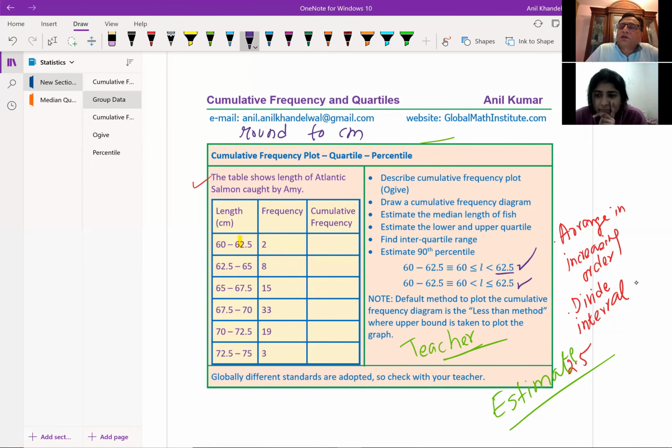They'll say round your answers to the required value. Round your answer to one decimal place. You will get accurate results. You have to be careful on this. Again, check with your teacher.